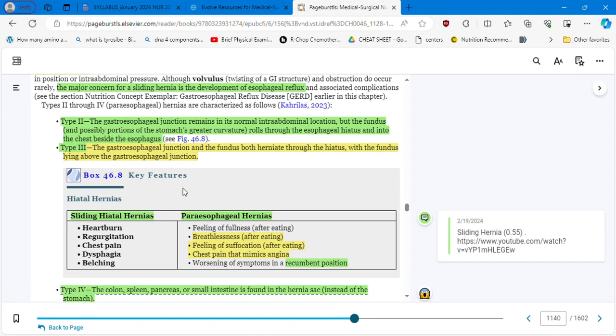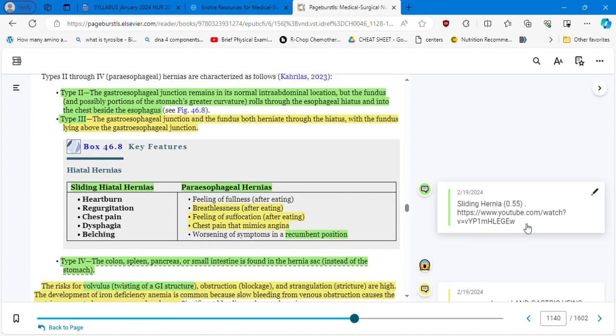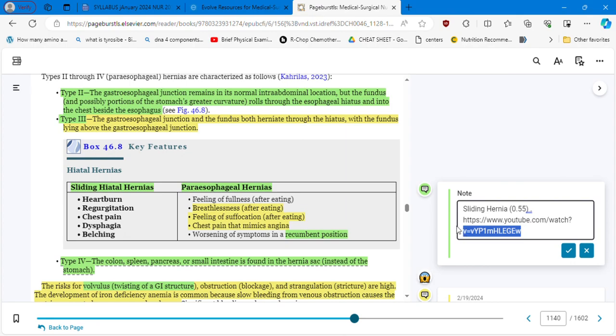So, key features of the hiatal hernias: with the sliding hiatal hernias, you're going to have the symptoms of heartburn, regurgitation, chest pain, dysphagia, belching, okay? While in the paraesophageal, you are going to have breathlessness after eating, a feeling of suffocation after eating, and chest pain that mimics angina, okay, and the symptoms worsen in a recumbent position. Okay, so I'm going to play a video about the sliding hernia, which is the most common.